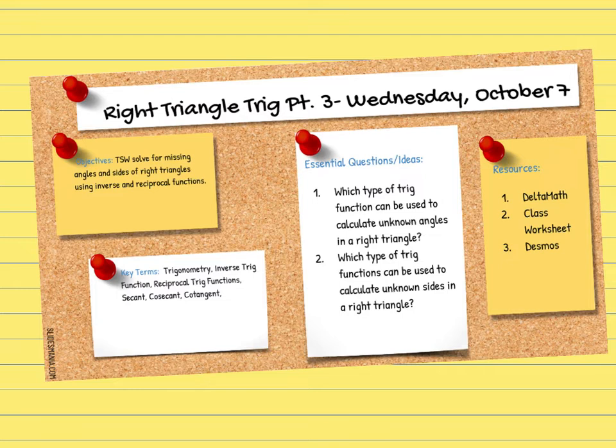Now, just like I've stressed over the last week, it's going to depend on what angle we're looking at and what information is given to us, whether it is a side, an angle, or what other missing piece. The two essential questions for today are which type of trig functions can be used to calculate unknown angles in a right triangle, and which type of trig functions can be used to calculate unknown sides in a right triangle.